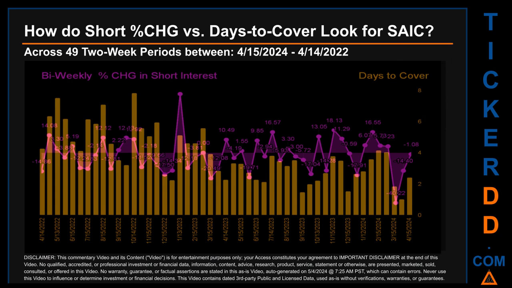Other interesting data points include: The largest percentage increase in short interest was 47.20%. It occurred once on January 13, 2023 settlement date. The largest percentage decrease in short interest found across those 49 two-week snapshots was -40.22%. It occurred once on March 15, 2024 settlement date. The average days to cover was about 3.85. The biggest days to cover was 7.82, and it happened once on October 14, 2022 settlement date.